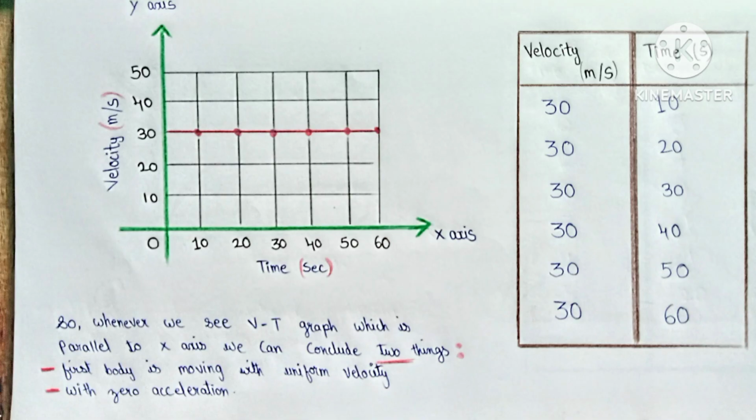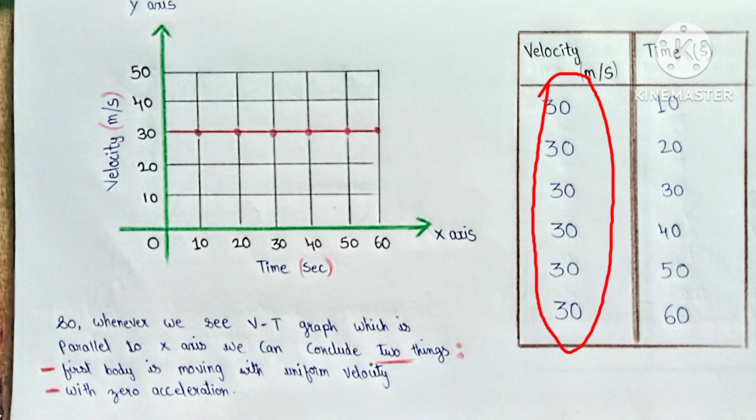You can observe here, in 10 seconds 30 meter is covered. We have taken time on x-axis and velocity on y-axis. So in 10 seconds the velocity is 30 meter per second. Then in 20 seconds the velocity is 30 meter per second, and so on. After plotting all the points and joining them, we get a straight line which is parallel to x-axis.